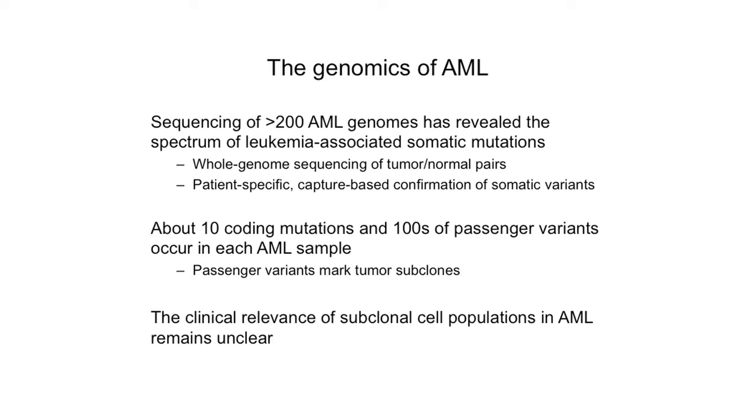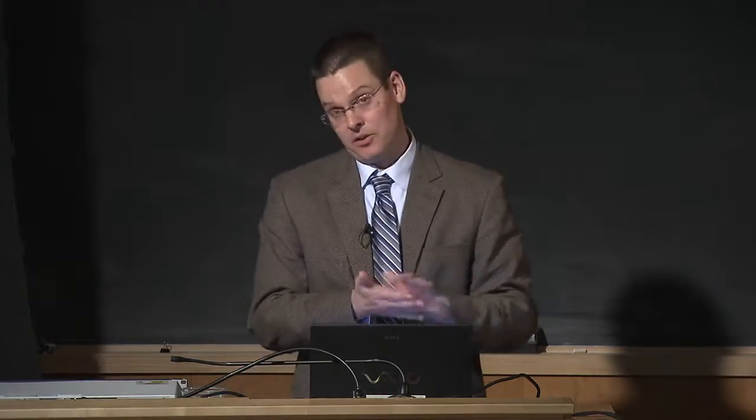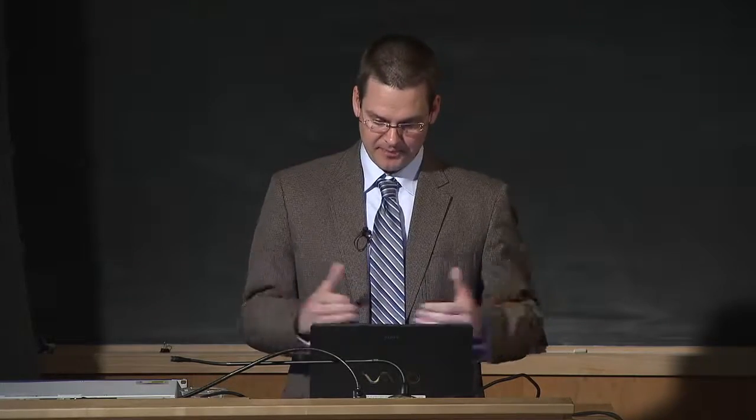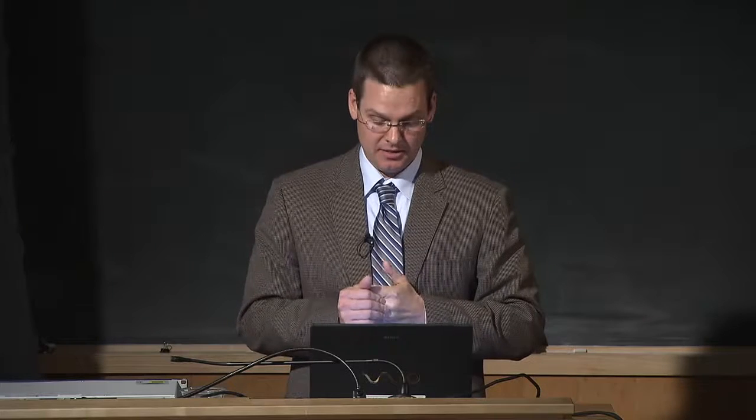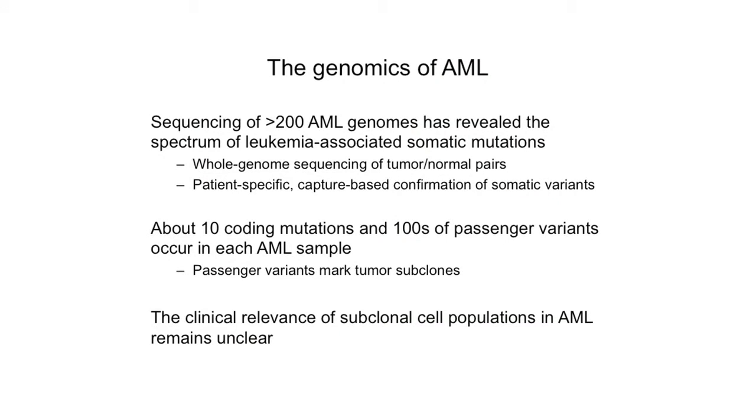The Ley group and the Genome Institute sequenced many of these using whole genome sequencing. Others were sequenced with just exome sequencing. But this data set really, I think, captures the spectrum of mutations that you expect to see in leukemia. The paradigm that they've used for several years now has been whole genome sequencing of tumor normal pairs to identify candidate somatic mutations, and then designing patient-specific capture reagents to target sequencing to those regions to confirm those variants.